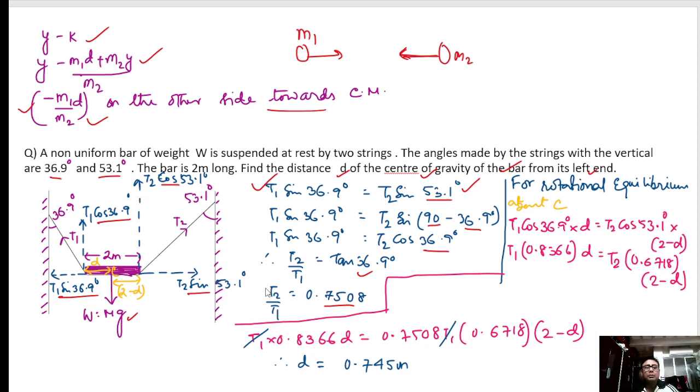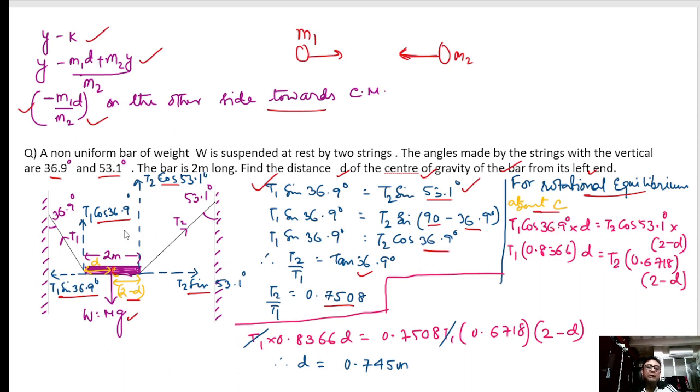Okay, so now please watch here. Since it is in equilibrium, let the center of mass be at a distance d from the left end. So this will be 2 minus d. Clear? That means, please watch here, I want to find out the rotational equilibrium at C.